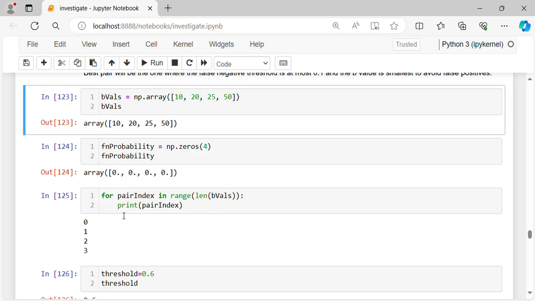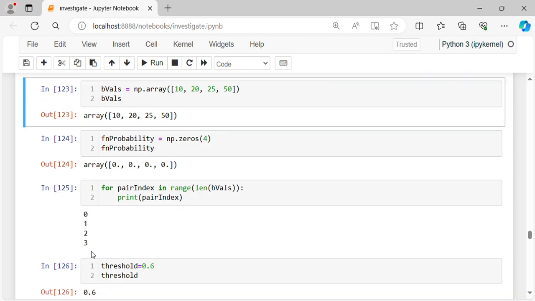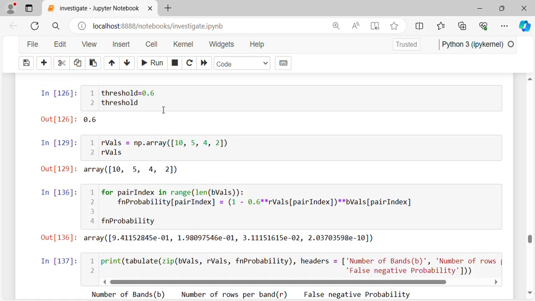For pair index in range length of B values, we know that length of B values is 4. There are 4 values in B values, so range of 4 will be from 0 to 3. So the pair index will be 0, 1, 2, 3. Threshold, let it equal 0.6. R values, let it equal np.array of 10, 5, 4, 2.